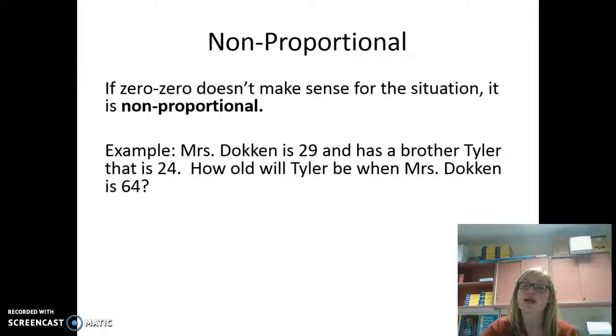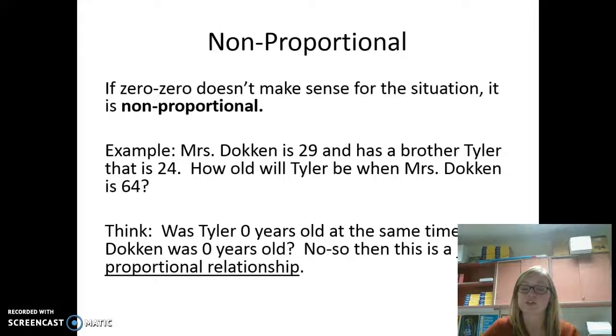So if I'm 29 and my brother is 24, were we 0, 0 at the same time? Meaning, were we born at the same time? No, because I'm 5 years older than him. I've always been 5 years older than him, and I always will be. Okay, so since we were not born at the same time, 0, 0 does not make sense. That means this is not proportional.